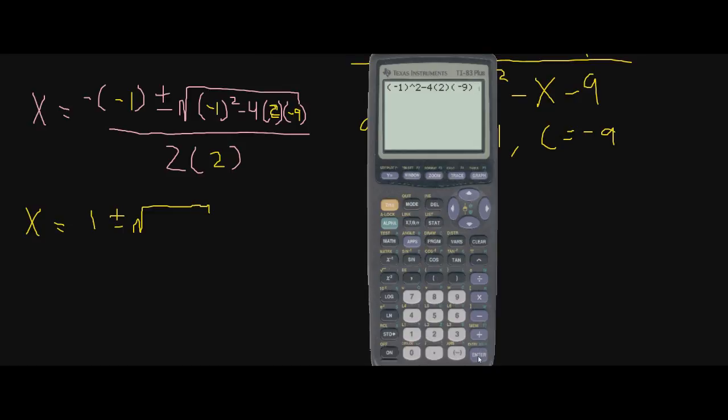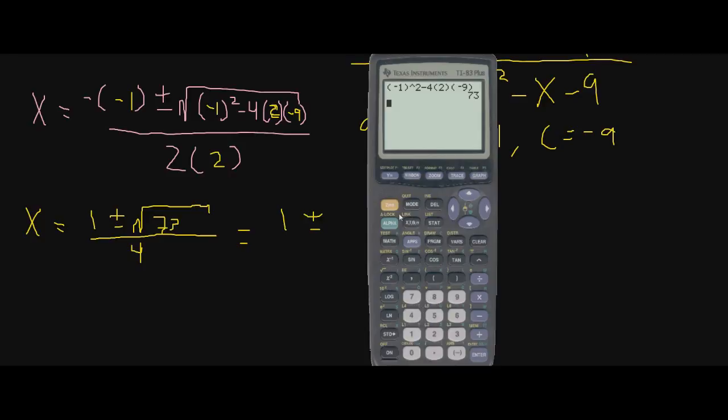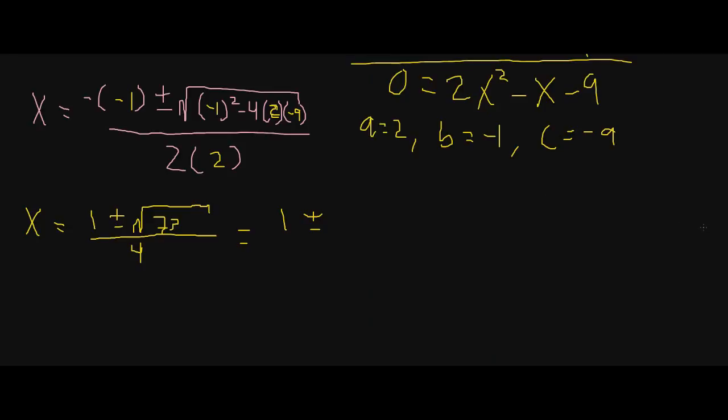All right, what do I get? 73. So I know in here I'm going to get 73, all divided by 4. This is going to equal 1 plus or minus the square root of 73. Right? What's under the square root? Let's go ahead and get that. It's going to be 8.54. I'll go ahead and say 8.54, all divided by 4.